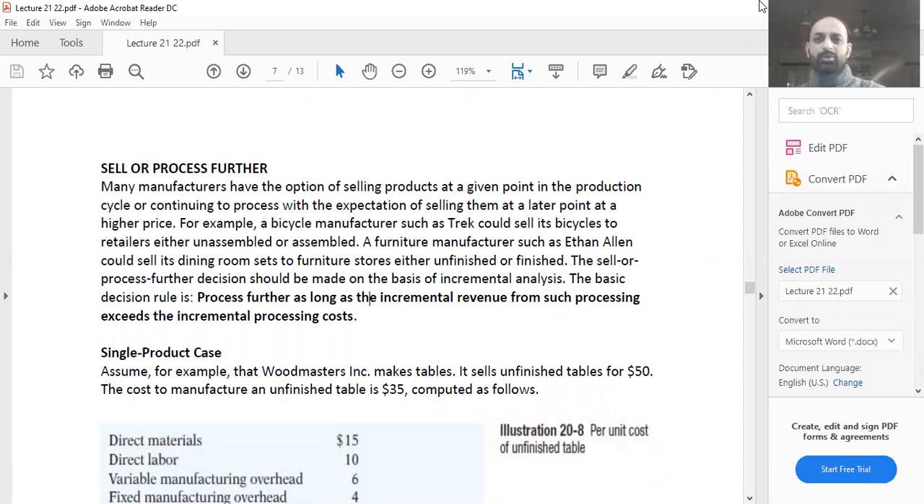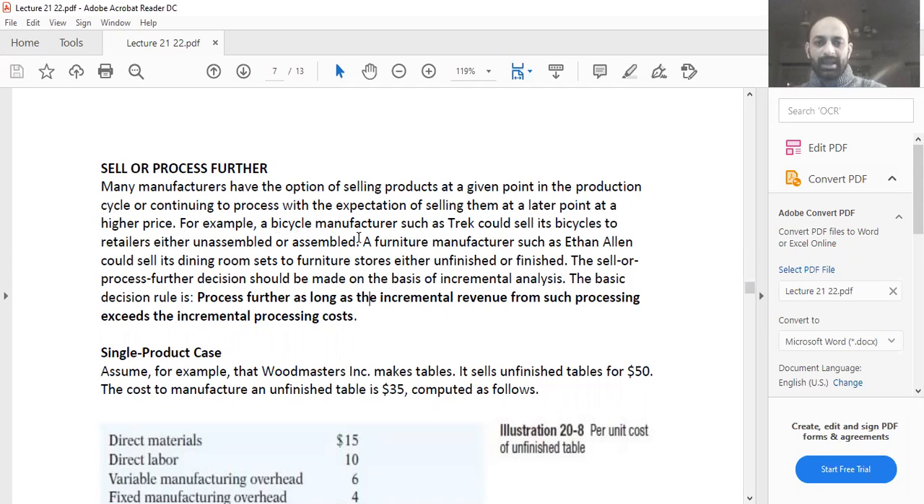So when you are into the business of manufacturing, there are many products that you can sell semi finished or you can sell fully finished. So that is where the utilization of incremental analysis comes. You can judge using the incremental analysis at which point you should sell your product.